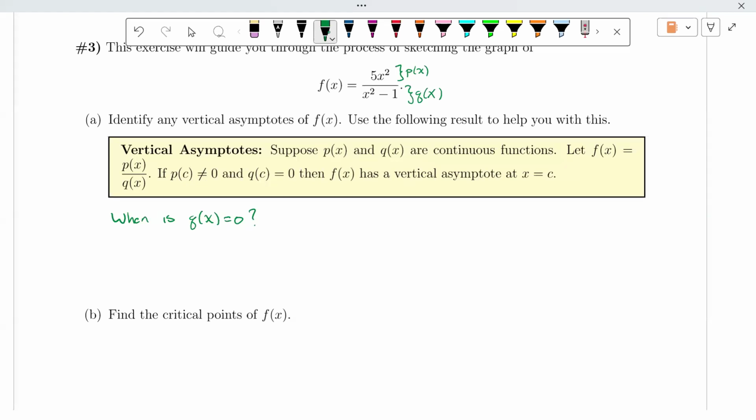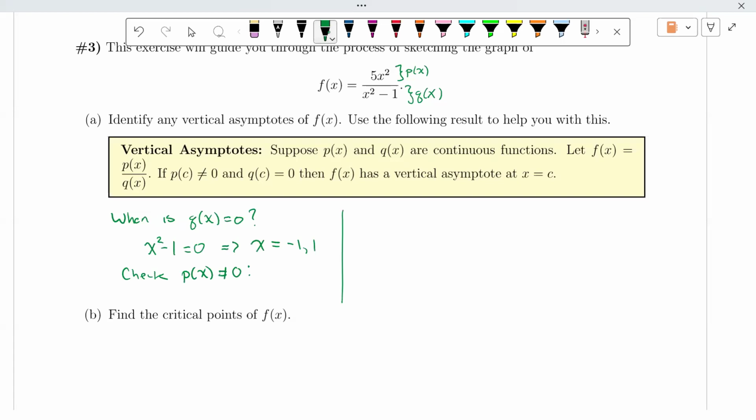And so I'm going to set x squared minus 1 equal to 0. And does anyone know when is that denominator equal to 0? 1 and negative 1, right? X is equal to negative 1 and 1. And then we'll check that p of x is not 0 at these points.